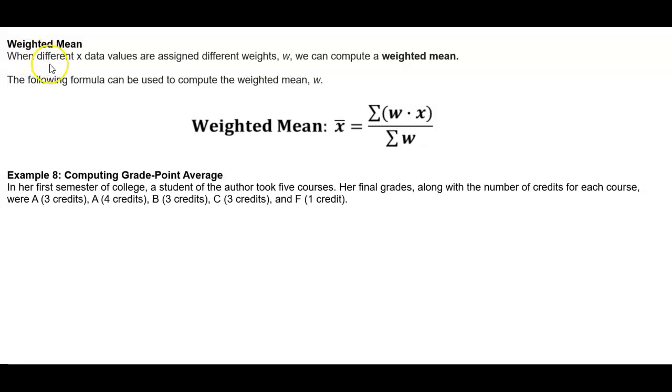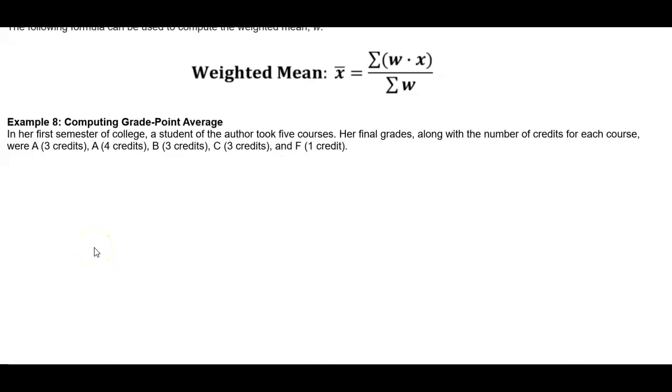Weighted mean. When different x data values are assigned different weights, W, we can compute a weighted mean. The following formula can be used to compute the weighted mean. The weighted mean is the sample mean, which is equal to the sum of the weights times the value of x, divided by the sum of the weights.